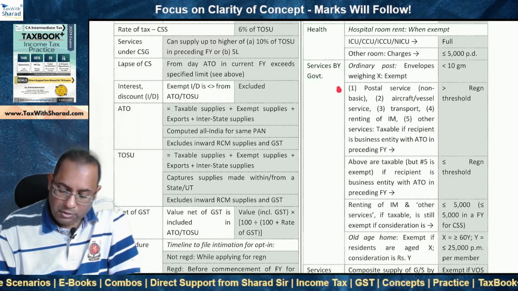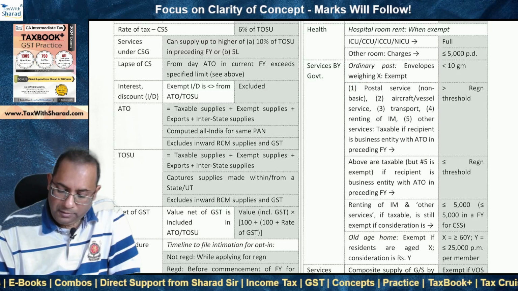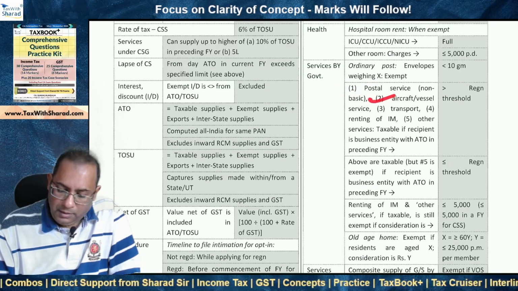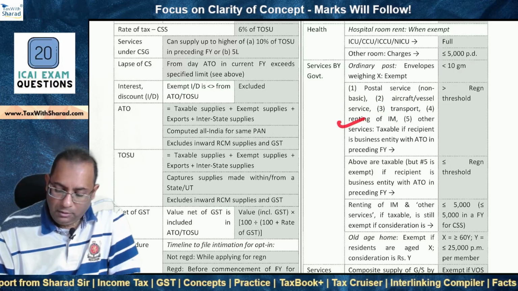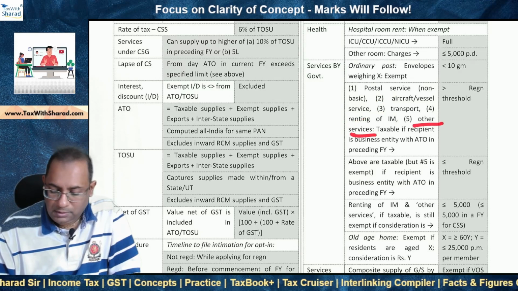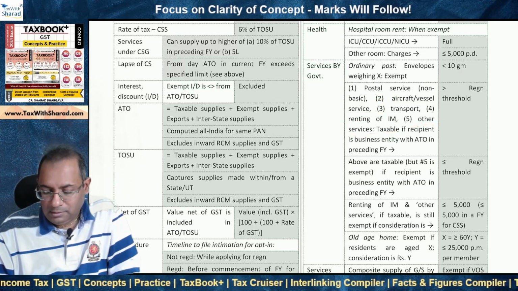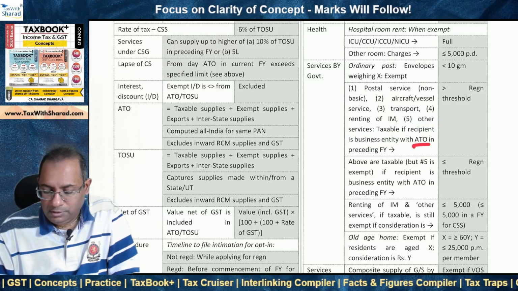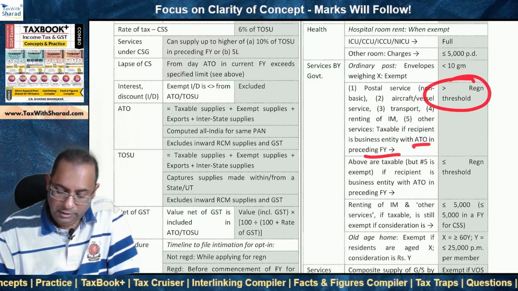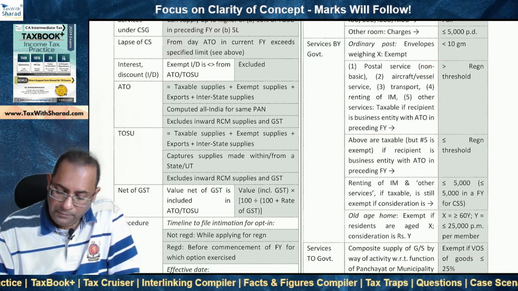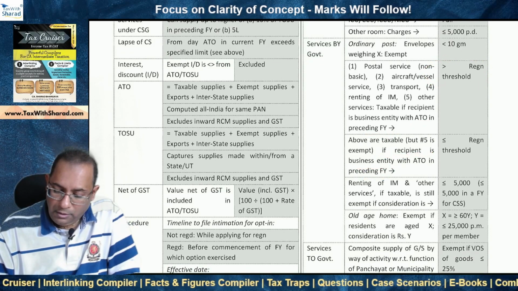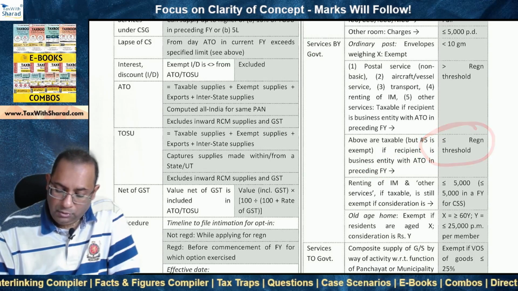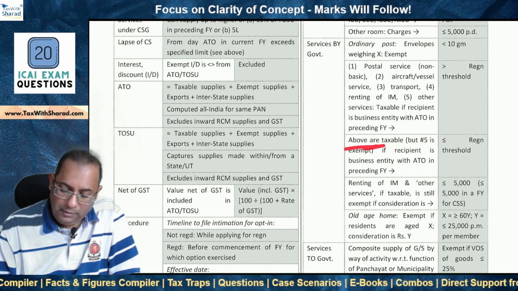And these services are postal services which are non-basic, for example speed post, then aircraft, vessel related service, transport, or renting of immobile property and other services. So these are taxable if the recipient is a business entity having ATO in the preceding financial year of more than the registration threshold. Okay, if the recipient is a business entity with ATO in the preceding financial year not exceeding the registration threshold, then also the above are taxable.